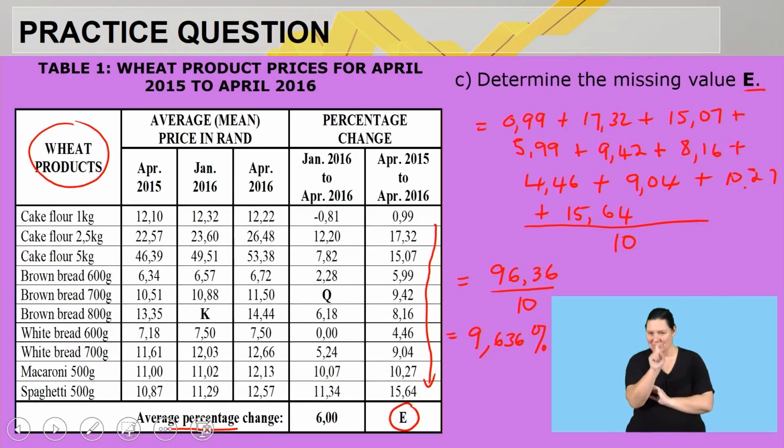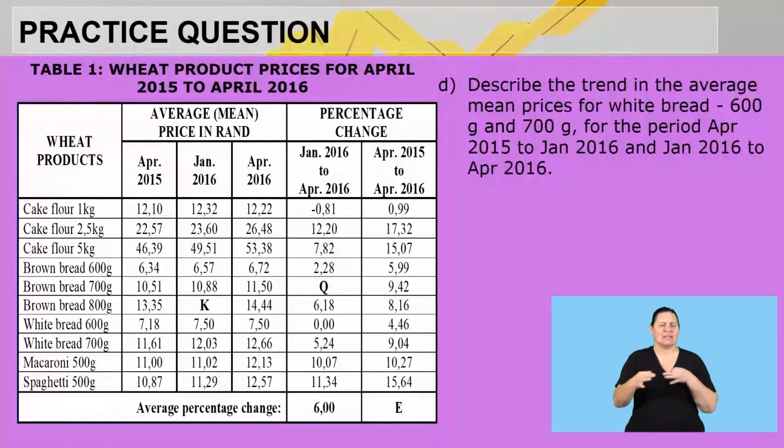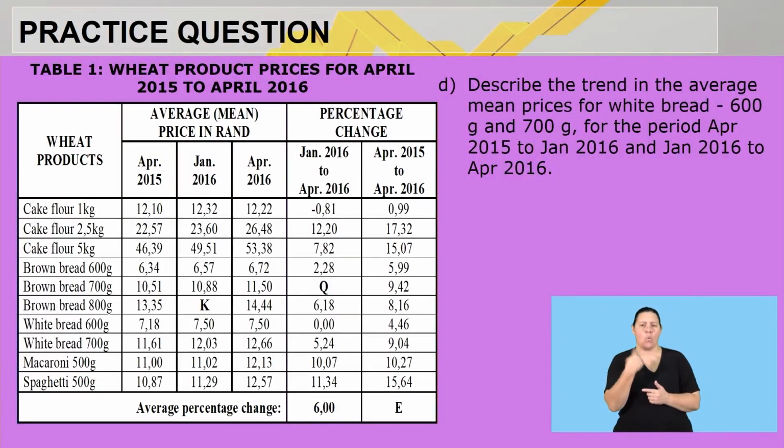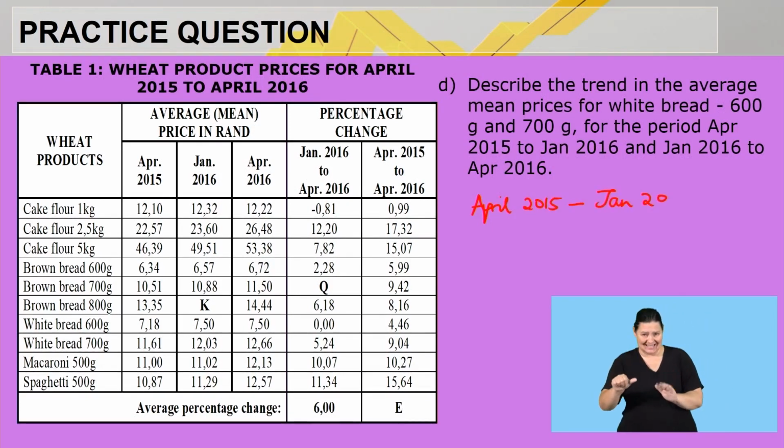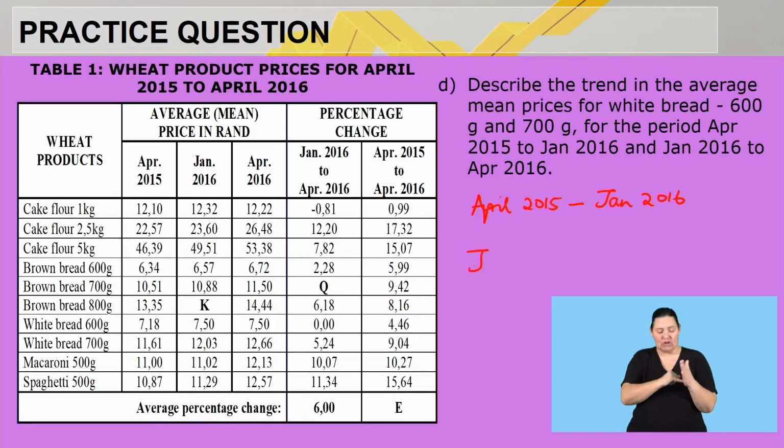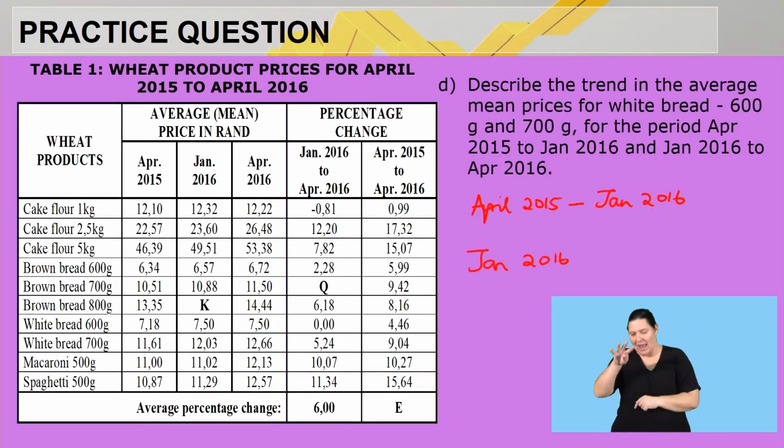Important to understand the question. Let's quickly look at the next question. It says, describe the trend in the average mean prices for white bread, 600 gram and 700 gram, for the period April 2015 to January 2016 and January 2016 to April 2016. So let's look at our time periods. First of all, I'm going to work with April 2015 to Jan 2016. And the second time I'll look at January 2016 all the way up to April 2016.